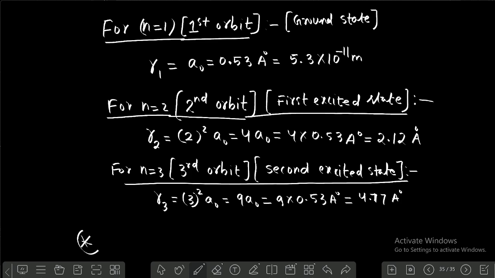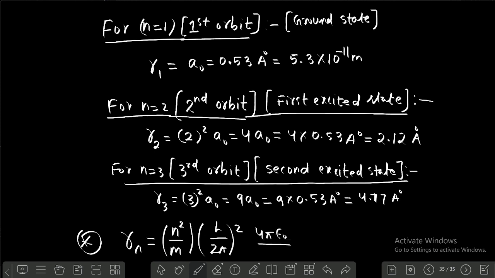Now all of you listen. This Rn formula in the NCERT book is given in a somewhat different format. Can you remember that format? It is given as Rn equal to n square by m, bracket h by 2 pi whole square, into 4 pi epsilon naught by e square. This and what we have derived are both the same. Rn equal to n square by m, h by 2 pi whole square by 4 pi epsilon naught e square. This expression is given in the NCERT book. Suppose the radius of orbit is asked in this format, you can write it directly.